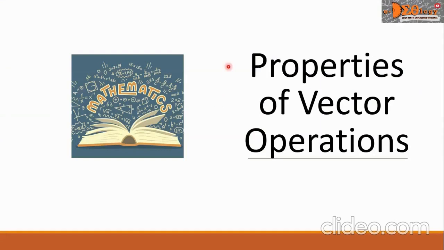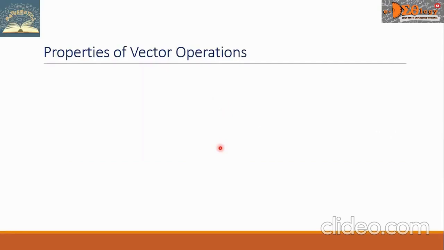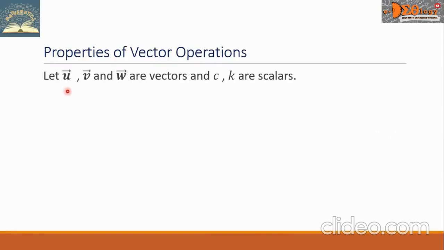Today, we're going to study properties of vector operations. Let vector u, vector v, and vector w be vectors, and c, comma, k be scalars. Then, property letter A. Vector u plus vector v equals vector v plus vector u. We can see here that addition of vectors is commutative.